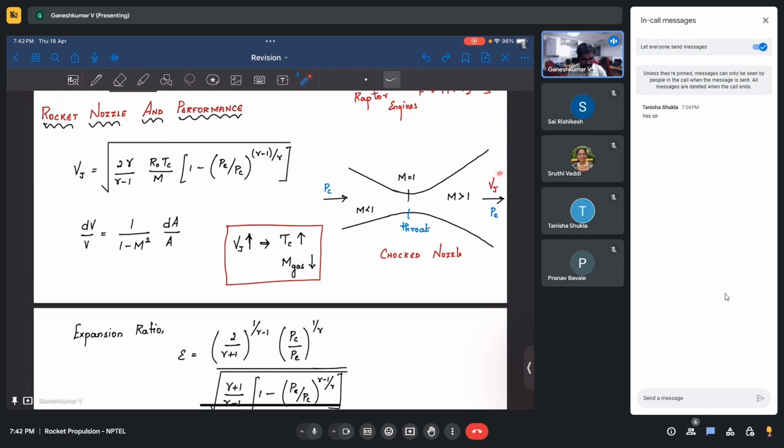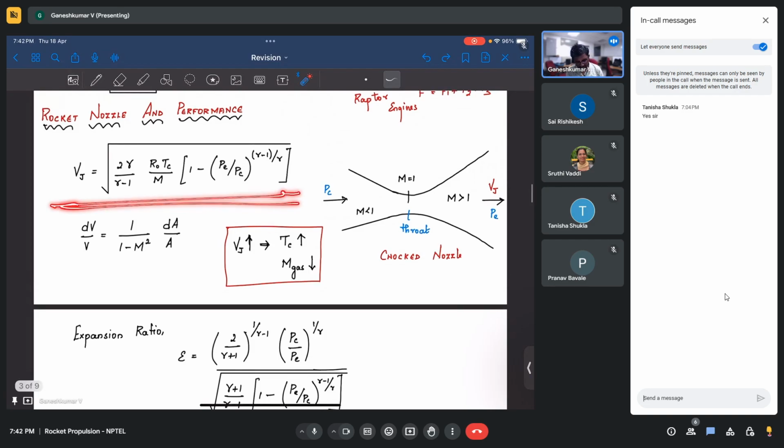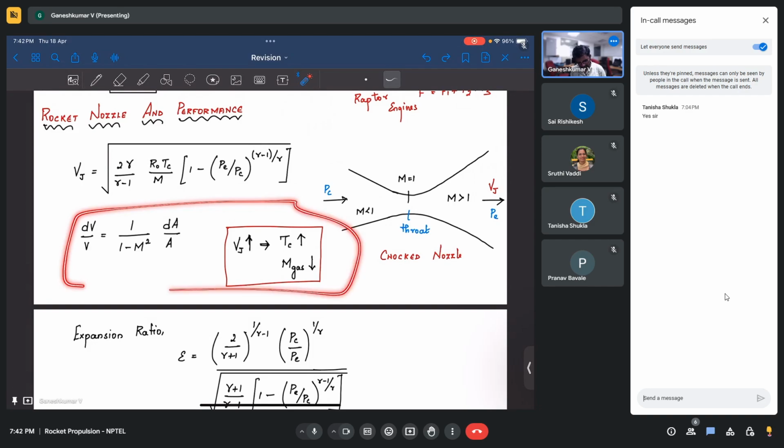So for that, I need to know the exit velocity and mass flow rate. And the exit velocity we are actually calculating using this relation, which is basically coming from the mass conservation. After substituting a lot of relations, isentropic flows, adiabatic conditions, all those things, you will get all these things. And yes, this is basically compressible flow theory.